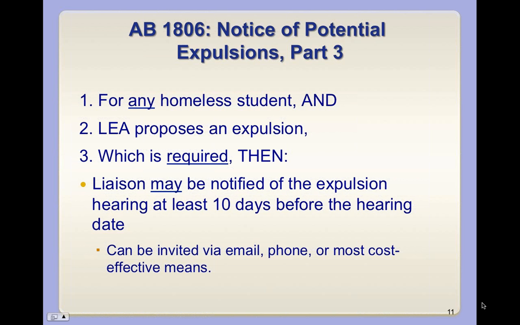The last piece of this notice of expulsions, again, we're talking about any homeless student, not just those with special needs. We have a proposed expulsion, and this is a required expulsion under the education code. In that case, the liaison may be notified. So why is it, must they be notified if it's a discretionary expulsion, but if it's a required expulsion that's only may be notified? That's because if the expulsion is required, then really the effect of the information that the liaison might have is going to be very limited because it's a statutorily required expulsion regardless of what information the liaison may have to contribute.